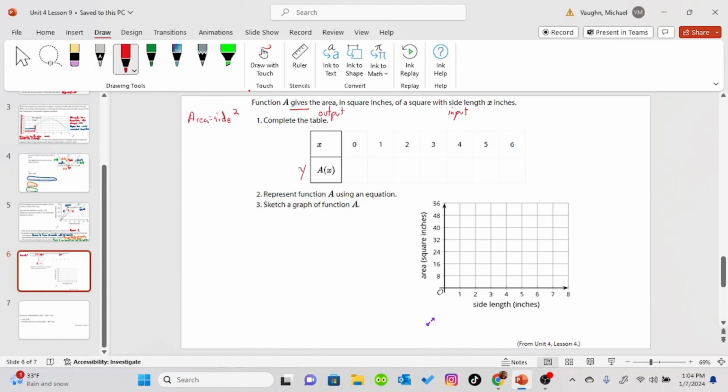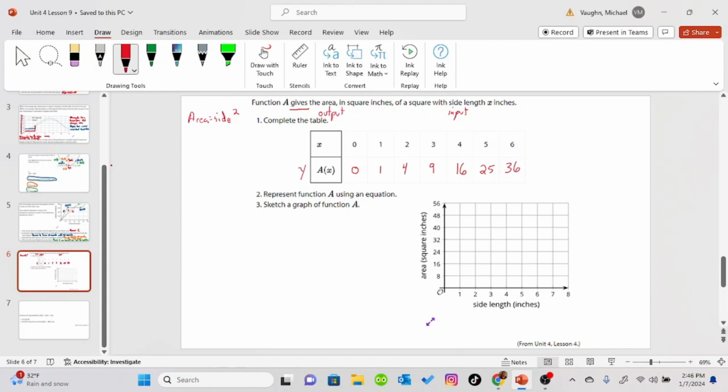0 times 0 is 0. 1 times 1 is 1. 2 times 2 is 4. 3 times 3 is 9. 4 times 4 is 16. 5 times 5 is 25. And 6 times 6 is 36. So we fill out this table by taking the input value of x and squaring it, which means multiplying it by itself.